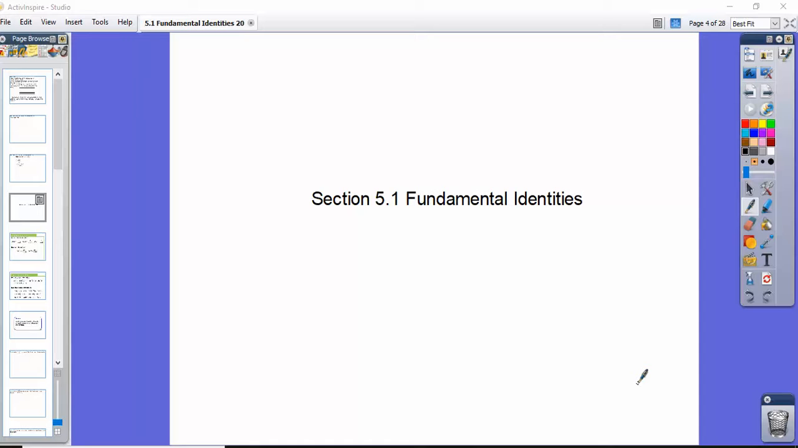Okay, good morning. We are going to start chapter 5 today. And so our first section is talking about fundamental identities. You're going to want that formula sheet that I gave you yesterday handy because we're going to be looking at it a lot. The identities we're focusing on today, some of these are on your handout and some are not because I expect you to know them at this point.